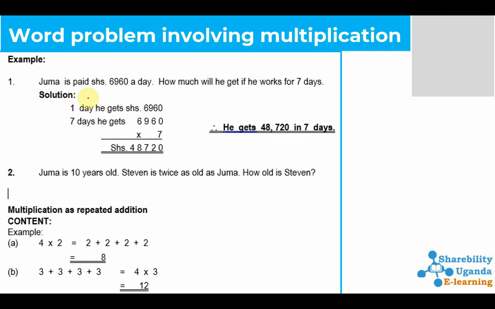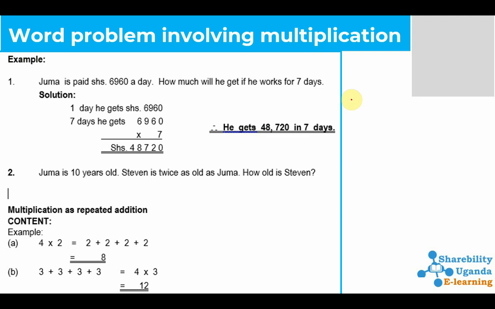So we just write solution. We say for 1 day, he gets 6,960 shillings. Then for 7 days, he will get this money times 7. You arrange them also according to their place values. Don't bring the 7 this side, but write it in its place value of 1s. So we are going to multiply this by all this, such that we can see how they came up with this answer.